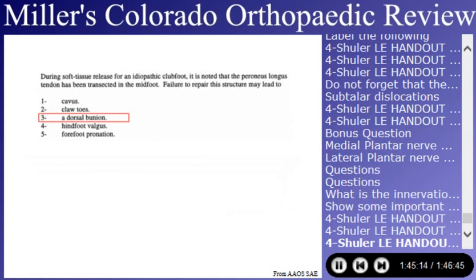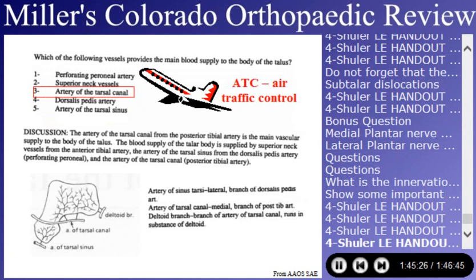They love this question. Here's another one of it. Soft tissue release for idiopathic clubfoot. Peroneus longus has been transected. What happens if you don't repair it? You get a dorsal bunion because you now take off the plantar flexor of the first ray. Main blood supply to the talus. The easiest way I remember this is talar fractures were associated with flying planes, and I just think of air traffic control, ATC. I don't know, it worked for me. Artery of the tarsal canal. Main blood supply to the talus.